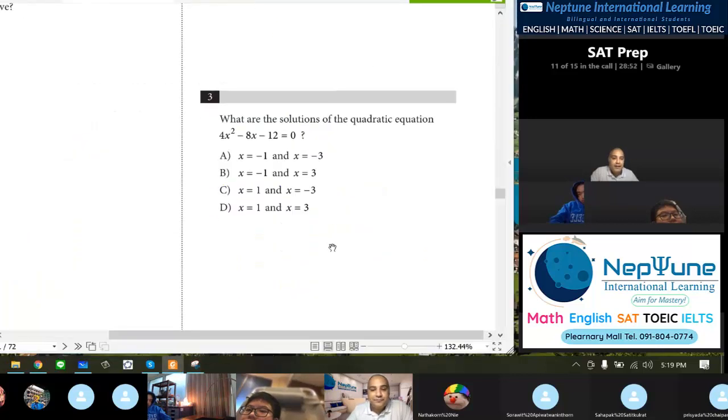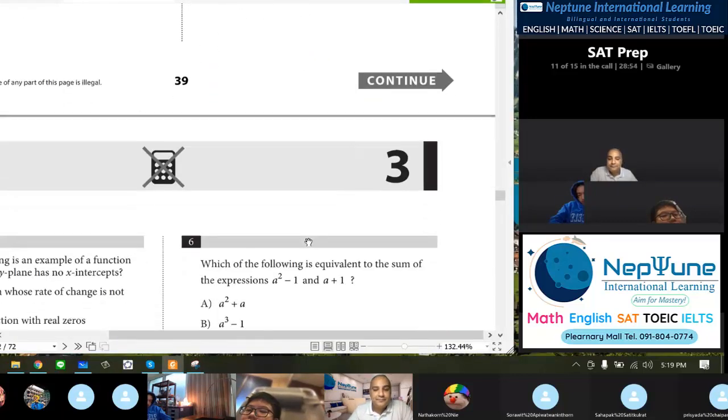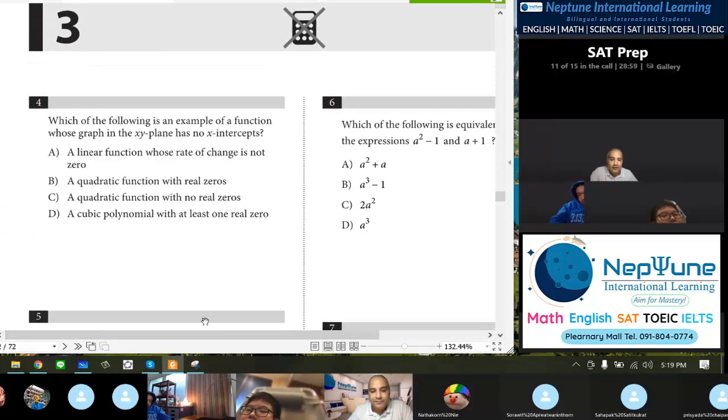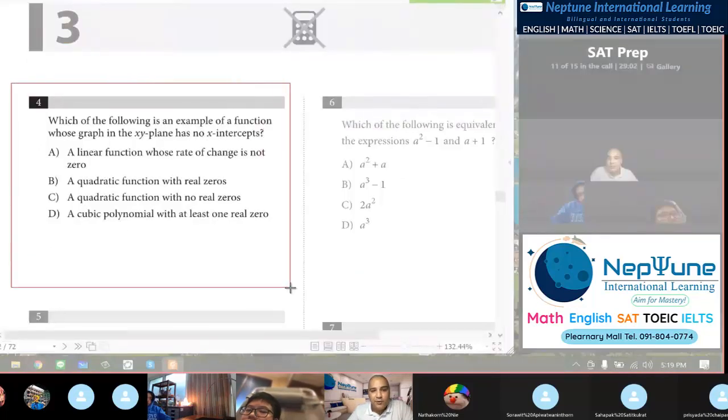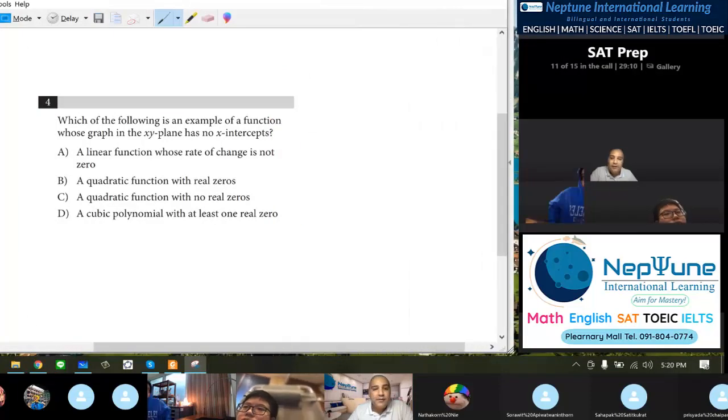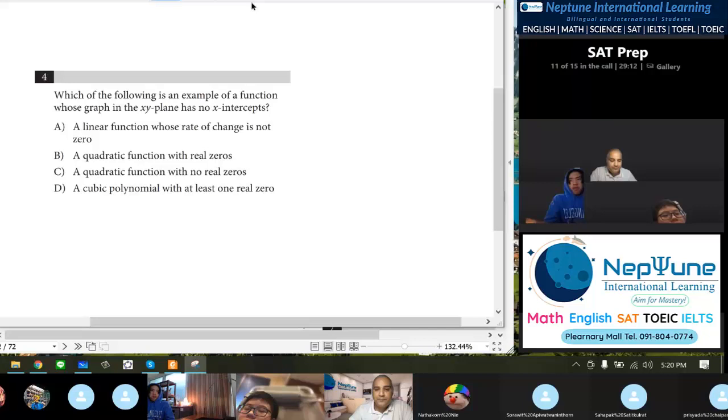Question 4. Okay. For word problems, usually students don't like word problems. Language barrier, if English is not your first language, or maybe you don't understand it. So I recommend a technique like conceptualizing: draw a sketch of it. It can help you. Which of the following is an example of a function whose graph in the xy plane has no x-intercept?